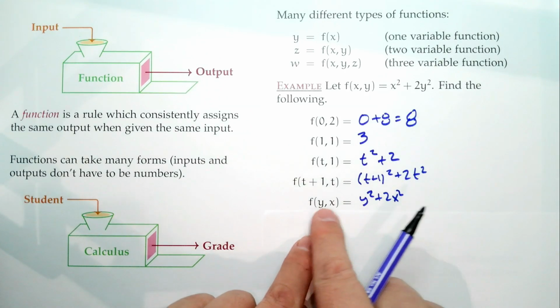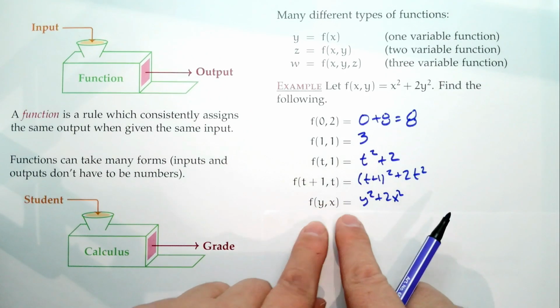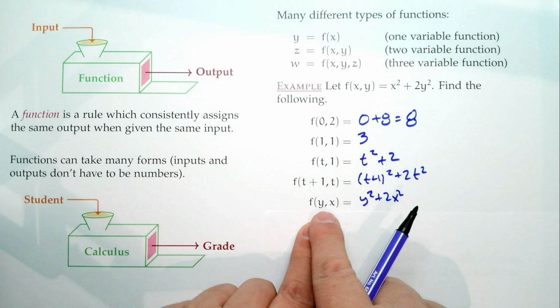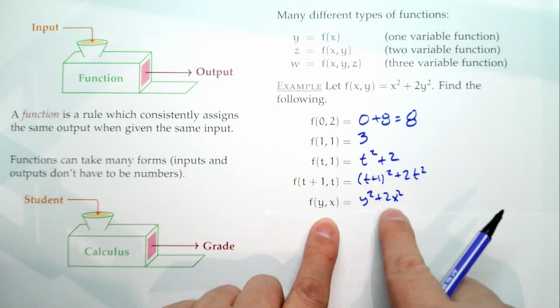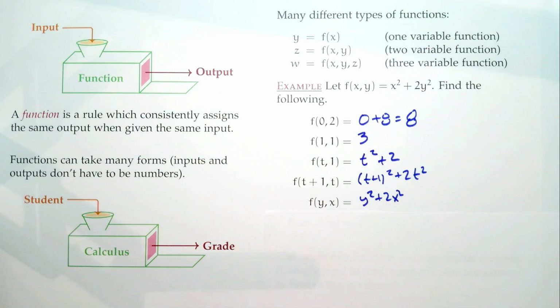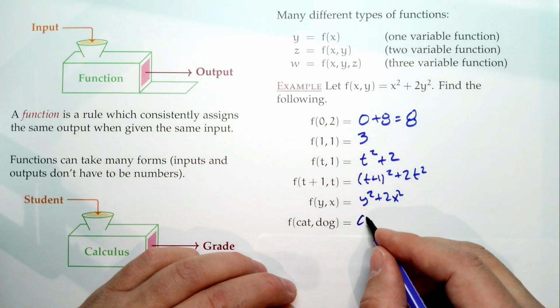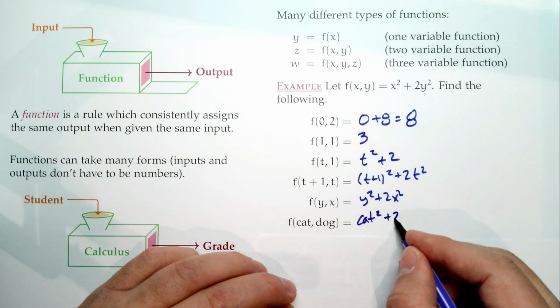So here, we've changed the order, but we have to follow the rule. Now the y is in the first slot, so we square it. X is in the second slot, we square it and double. All right. Now, one more. F of cat and dog. What is it? Yeah, cat squared plus 2 dog squared.